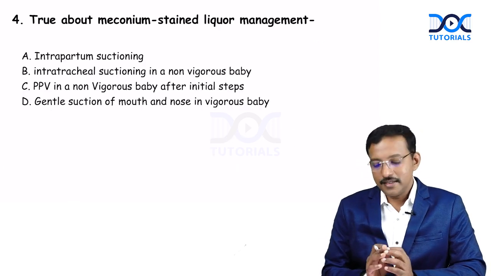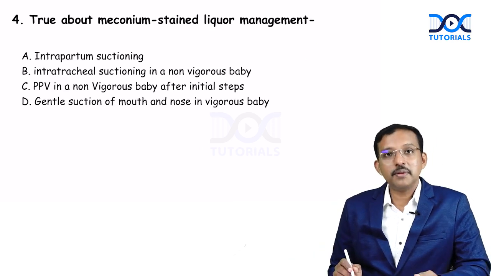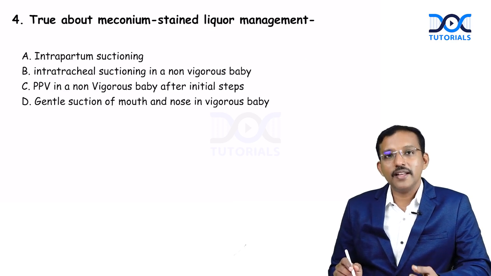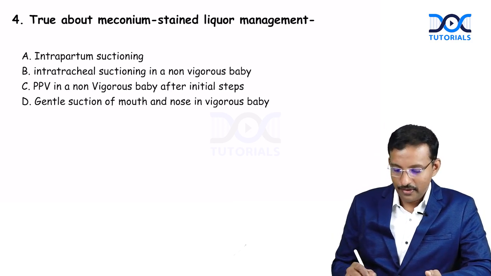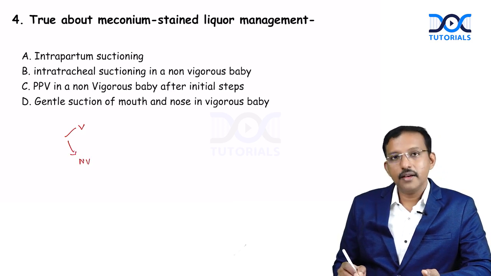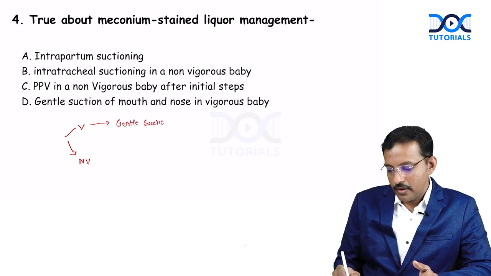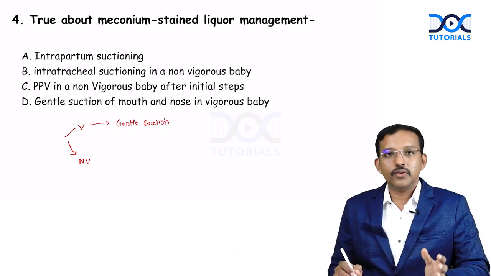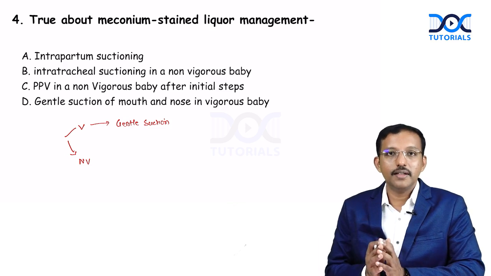The next question is about a meconium-stained baby. At times the anesthesiologist will be called in to the labor room to assist a baby who has been born with a history of meconium staining. So you can see 2 kinds of babies: a vigorous baby and a non-vigorous baby. For a vigorous baby, you don't have to do anything, just do a gentle suction of the mouth, dry and cover the baby, and hand it over to the mother.